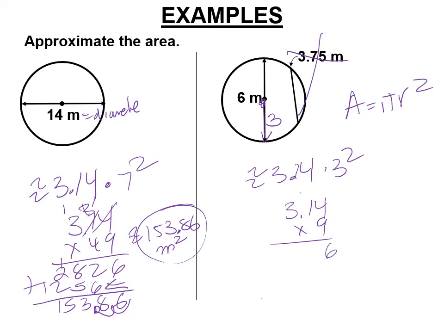9 times 4 is 36. 9 plus 3 is 12. 9 times 3 is 27. Move it twice. 28.26 square meters. M for meters again. Right? Miles, that's why miles is MI. So you know the difference between miles and meters.